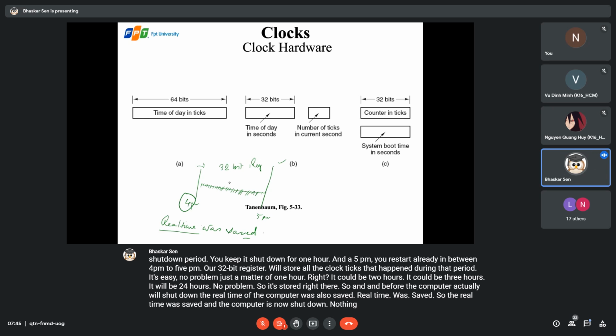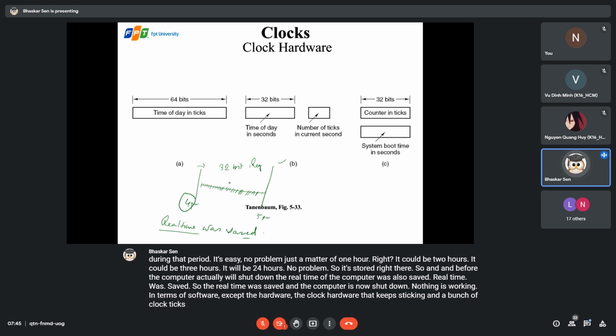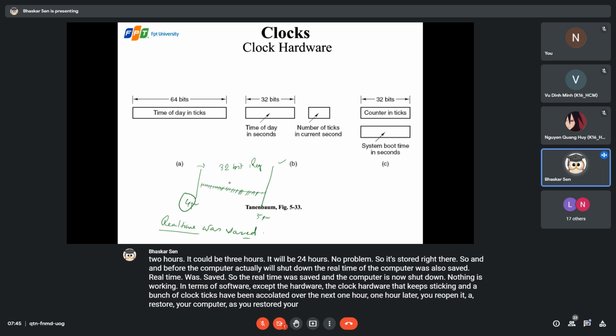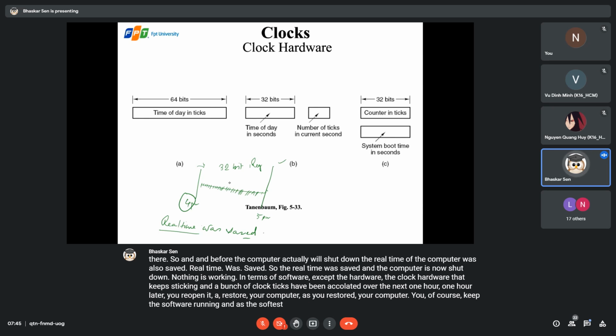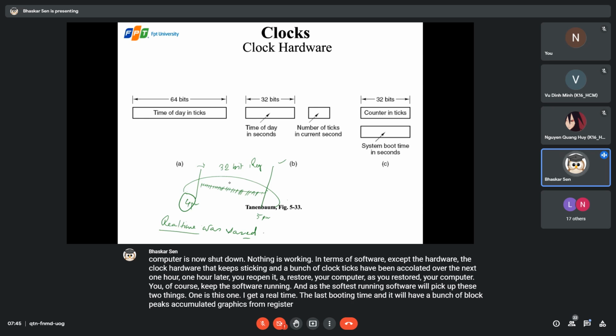Real time was saved, and the computer is now shut down. Nothing is working in terms of software except the hardware, the clock hardware that keeps ticking, and a bunch of clock ticks have been accumulated over the next 1 hour. 1 hour later, you reopen it or restart your computer. As you restart your computer, you, of course, keep the software running. And as the software starts running, software will pick up these two things. One is this one. The real time, the last booting time, and it will have a bunch of accumulated clock ticks from the register.